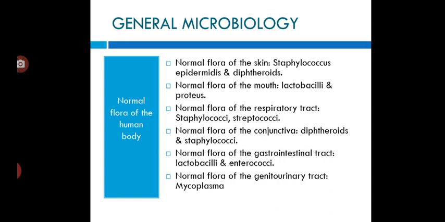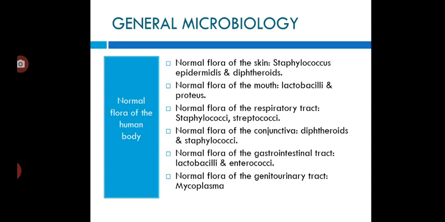Bacteria which are normally present in the respiratory tract, examples are Staphylococci and Streptococci. Bacteria that are normally present on the conjunctiva, examples are diphtheroids and Staphylococci.